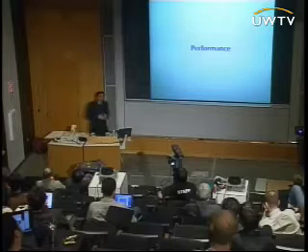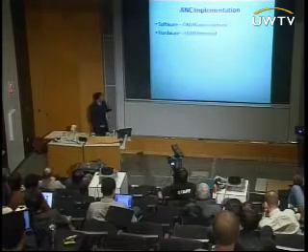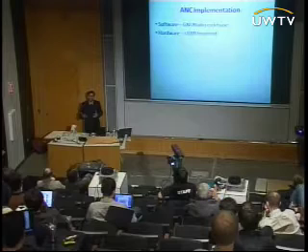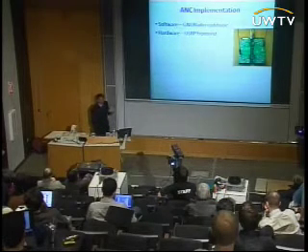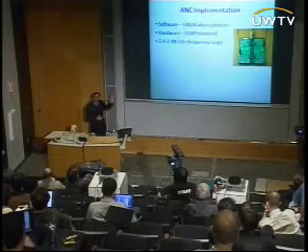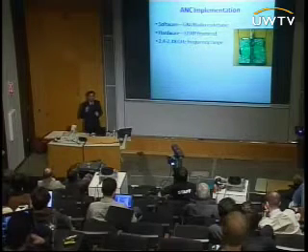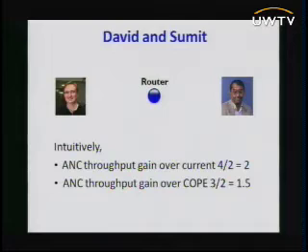So how does analog network coding perform in practice? We built analog network coding using GNU Radio software radios, and the radio we've used is the USRP frontend, which looks like this. And we deployed analog network coding in the ISM band, the 2.4 to 2.48 gigahertz frequency range, in a 25-node testbed. And we evaluated analog network coding for common scenarios found in wireless mesh networks. But today I'm going to show you results only from the David Sumit example. There are many other results in the paper itself.